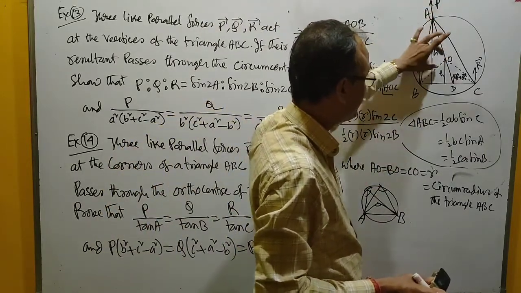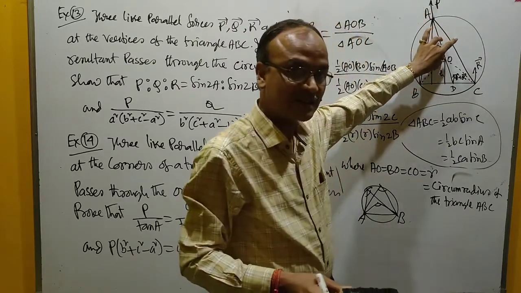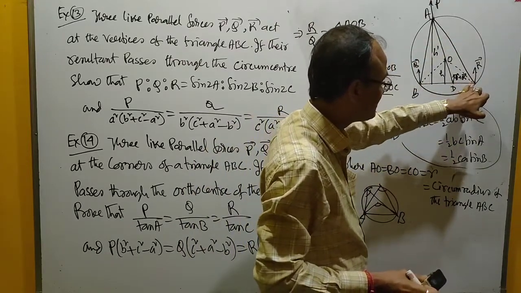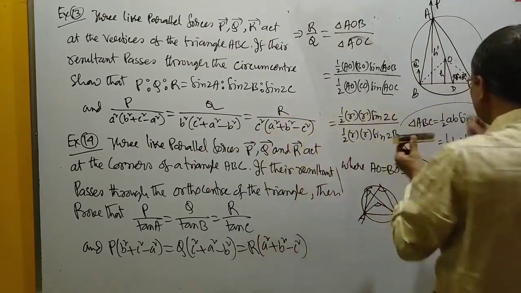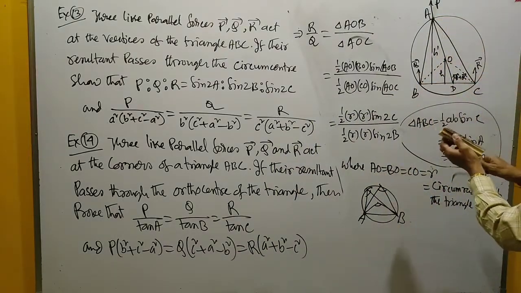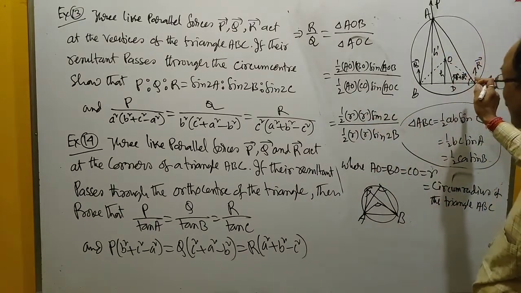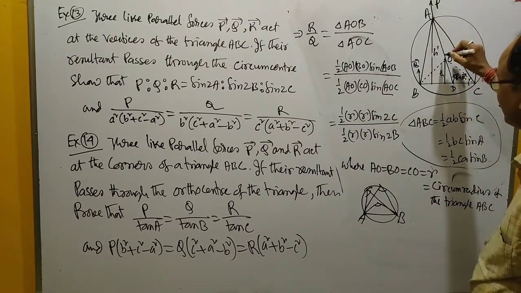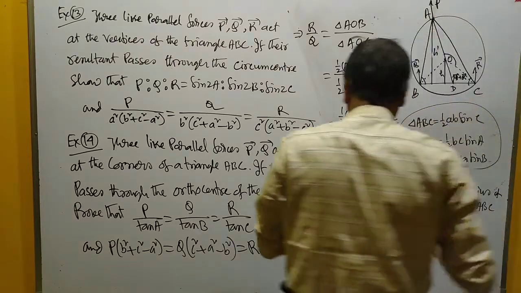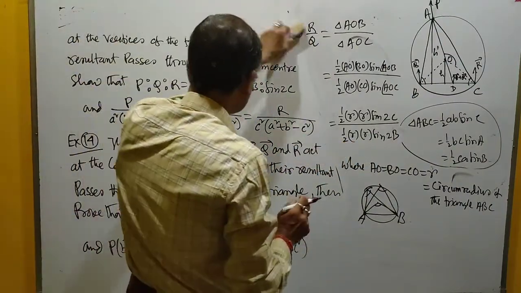The angle made by the chord at the center will be equal to 2 times the angle here. Therefore, angle AOB will be equal to 2 times this angle. What is this? This is equal to C. Also, angle AOC will be equal to 2 times this angle. This is nothing but B. Now, perhaps you have understood this.